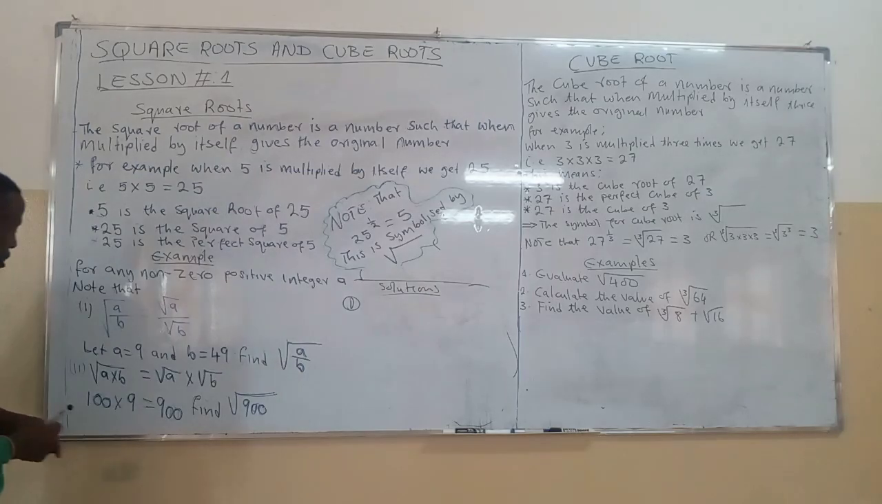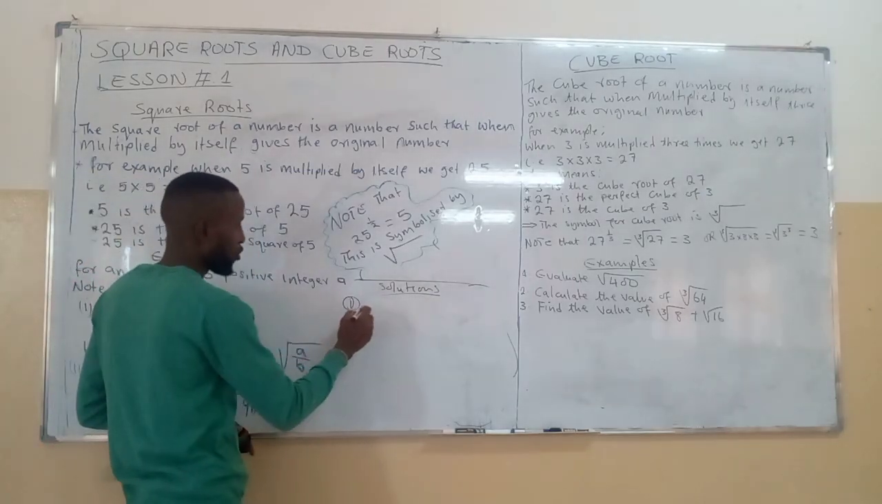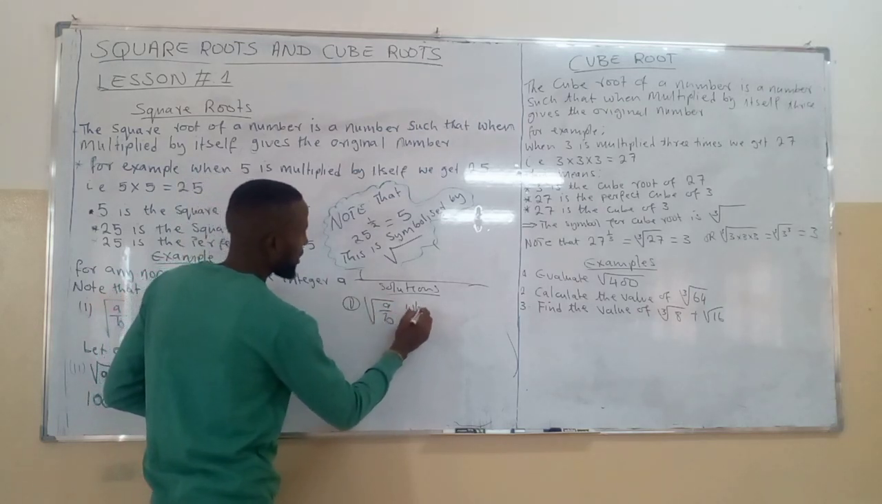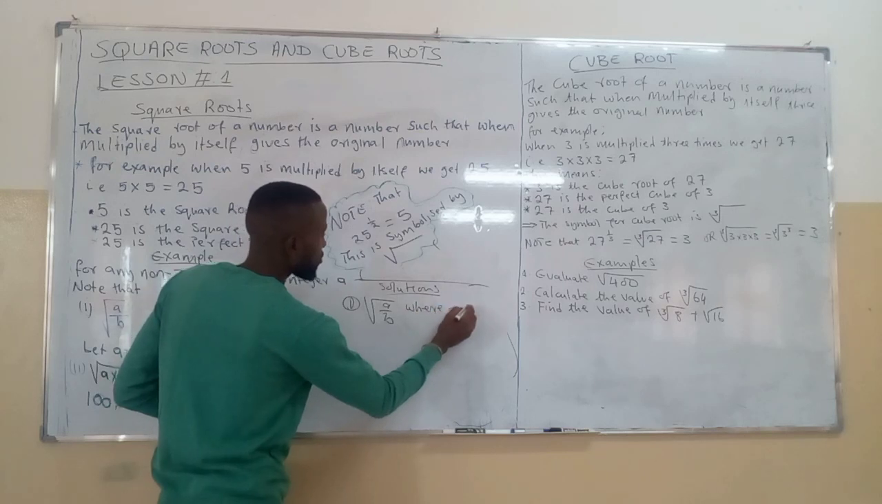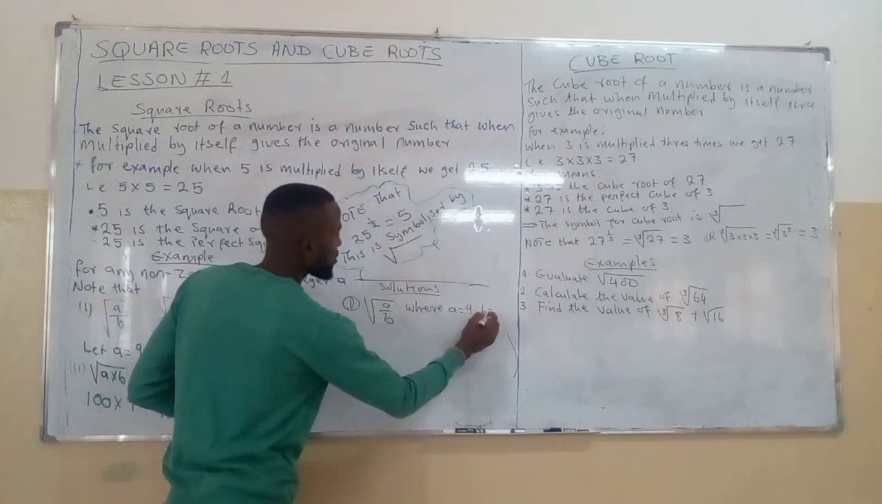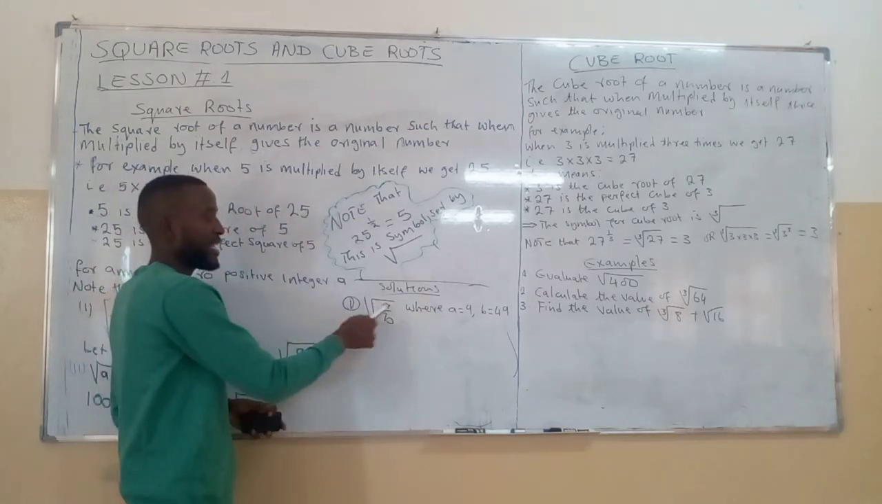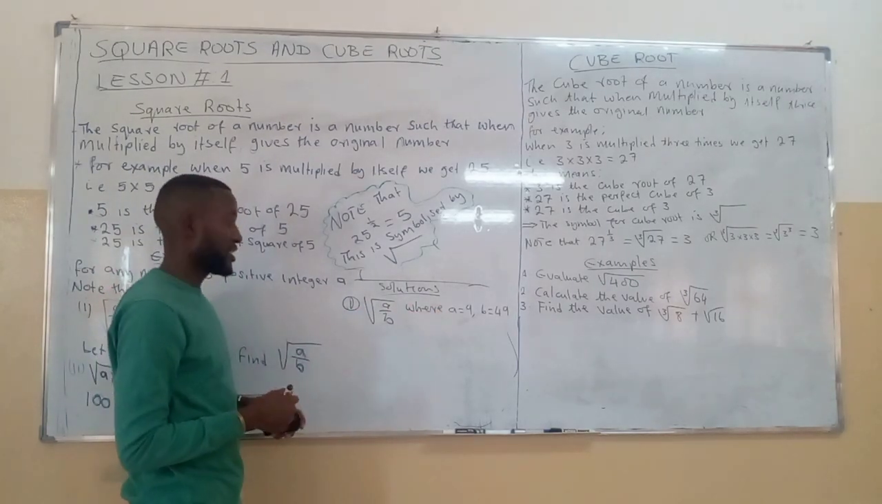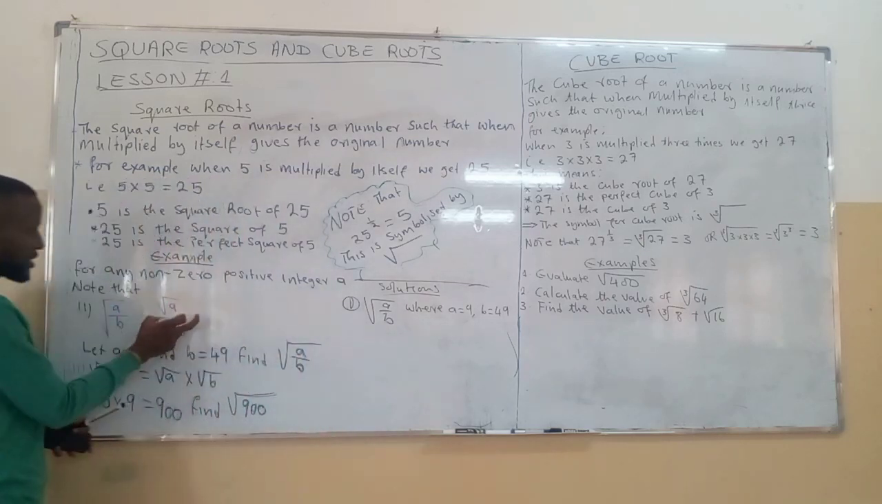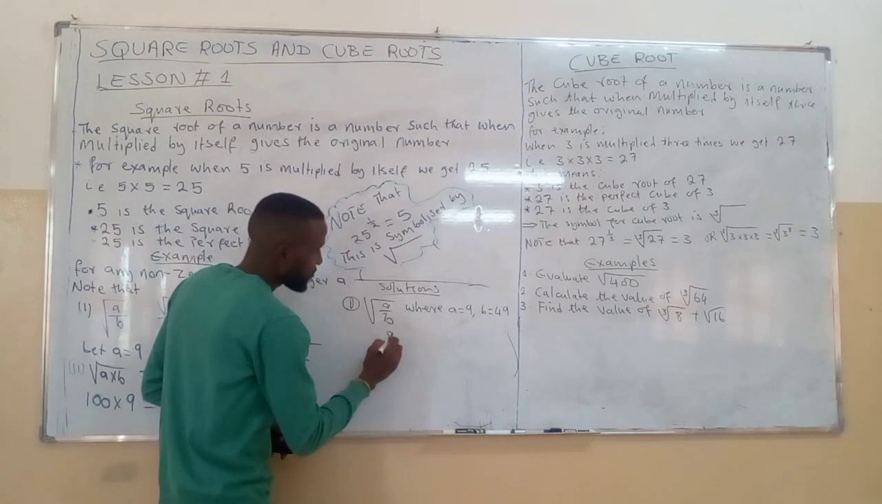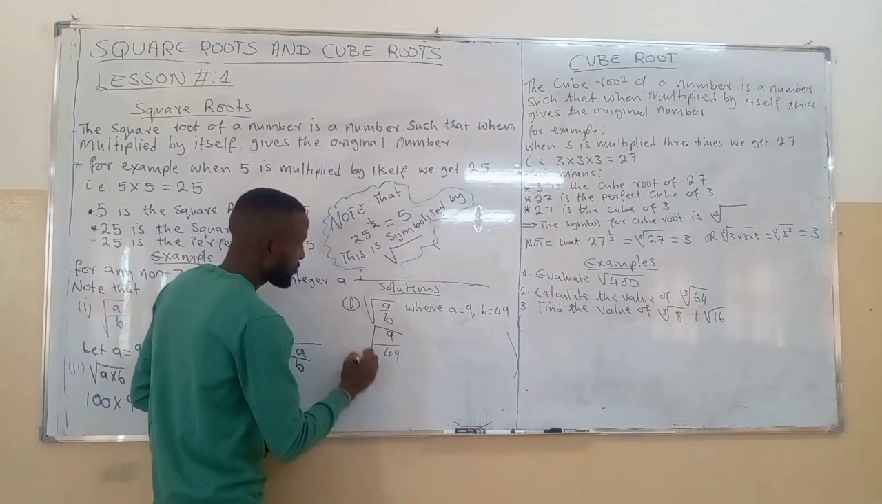So what are we saying here? They are telling us that we need to solve the square root of a over b, where a is equal to 9 and b is equal to 49. This statement simply means where there is a, I put 9, and where there is b, I put 49. Then I simplify by using this concept which is here. So it was going to be 9 over 49, but the square root stands there.